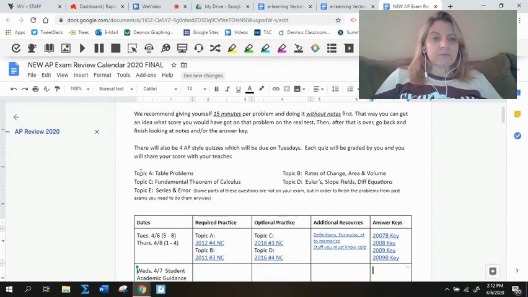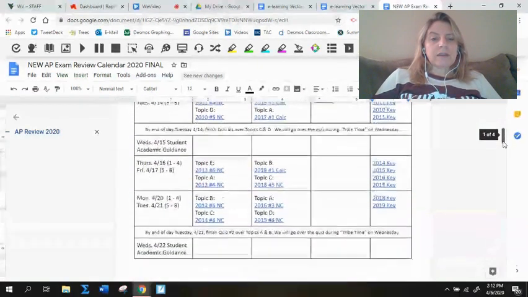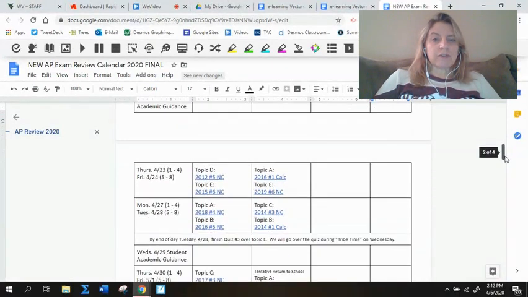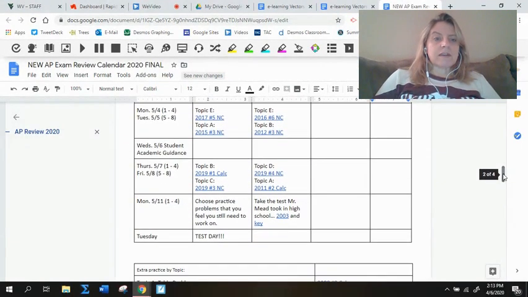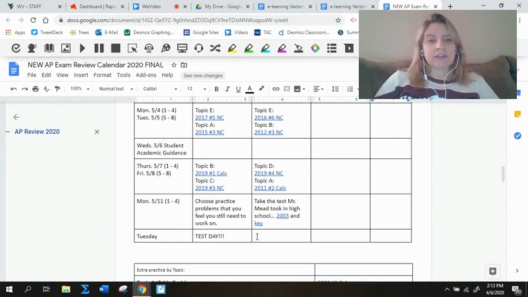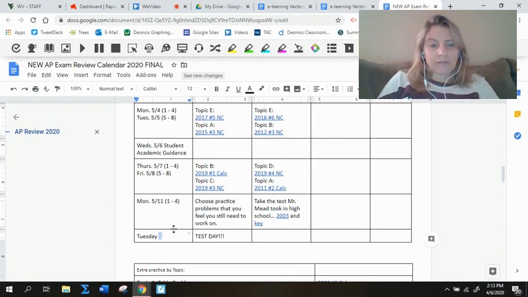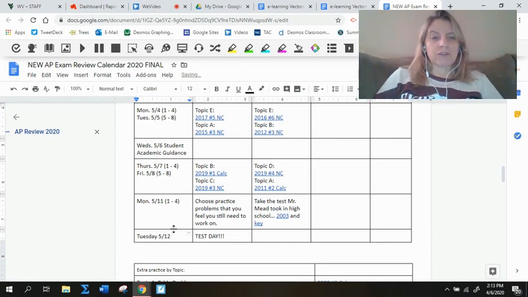Up here, you can see what the topics are. They're the same topics we started before the break, but now they're broken down into short little 2-day windows. As we scroll through the rest of the calendar, I'm still adding more additional resources as we go farther along. The last day before the exam is Monday, 5/11, and then your exam is Tuesday, 5/12. As more information becomes available to you, I will give that to you as we get closer.